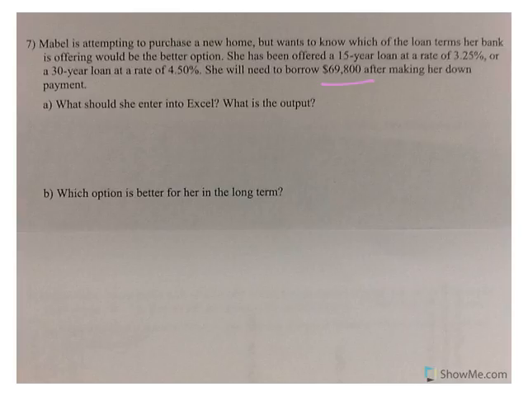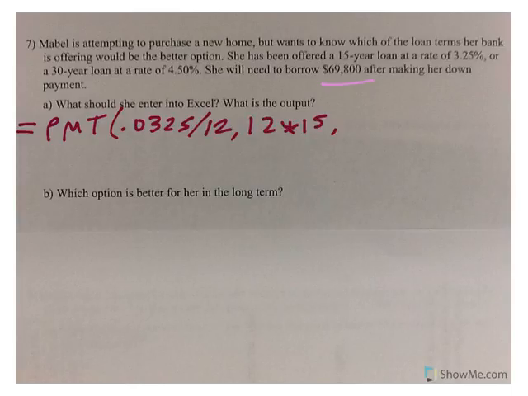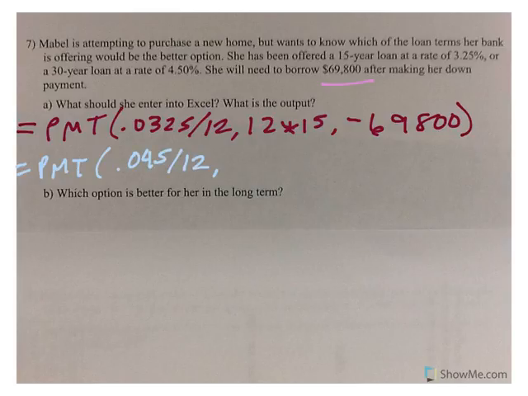So we'll do the first one in burgundy, 15 years. She's trying to find her monthly payment. So we're using PMT. Her first one is at 3.25%. Don't forget to divide your APR by 12. It's only 15 years, so 12 times 15, and remember she's borrowing $69,800. The second one, which we'll note in blue, is a slightly higher interest rate. Again, we divide by 12, and this one is for 30 years, borrowing the same amount of money.